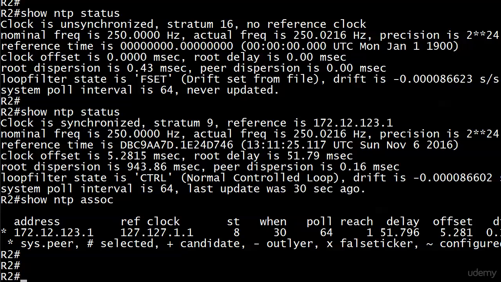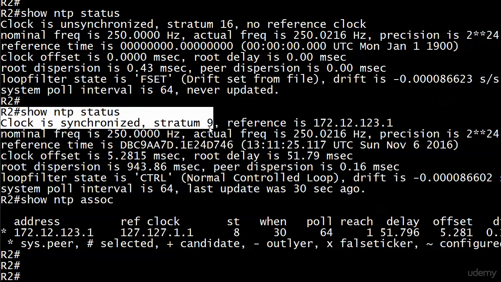And we are all set. Router 2, pardon me for a moment, router 2 at show ntp associations is showing everything we would expect to see. And even more importantly, show ntp status shows the clock is synchronized.